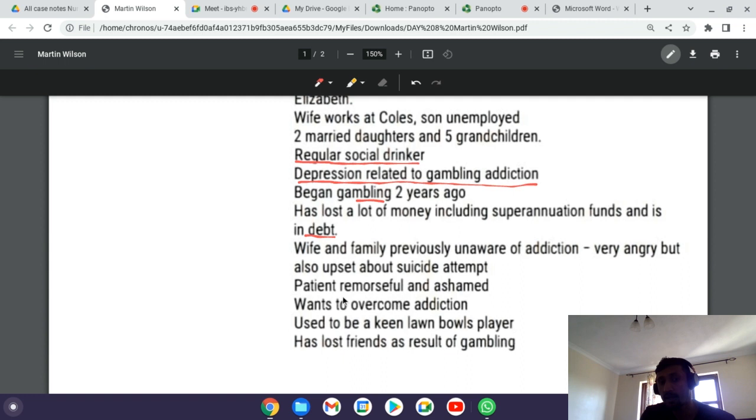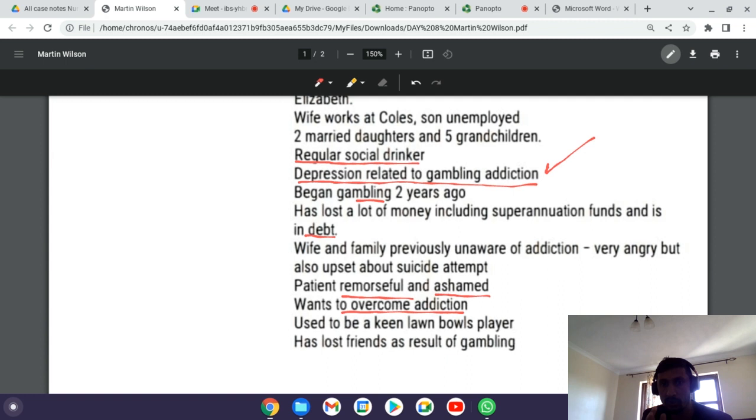Is this after or before? Is it after the attempt or before the suicide attempt? This is the present condition. The patient is now after the suicide attempt, because the patient condition says that the patient had attempted suicide. Okay, so now he is ashamed of what he had done. Okay, so wants to overcome addiction. So the patient would like to overcome addiction. Okay, what addiction are they talking about here? Yes, so this is the one. So that means you have to be careful while selecting and clubbing the information for that particular thing.